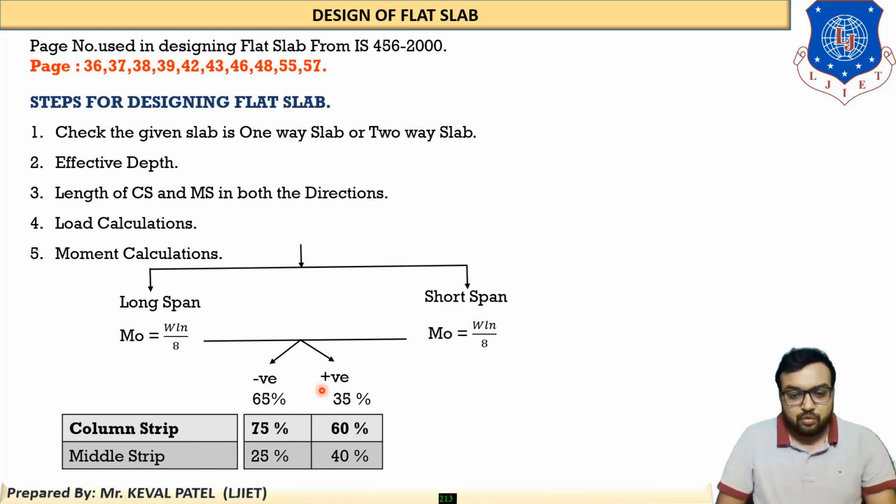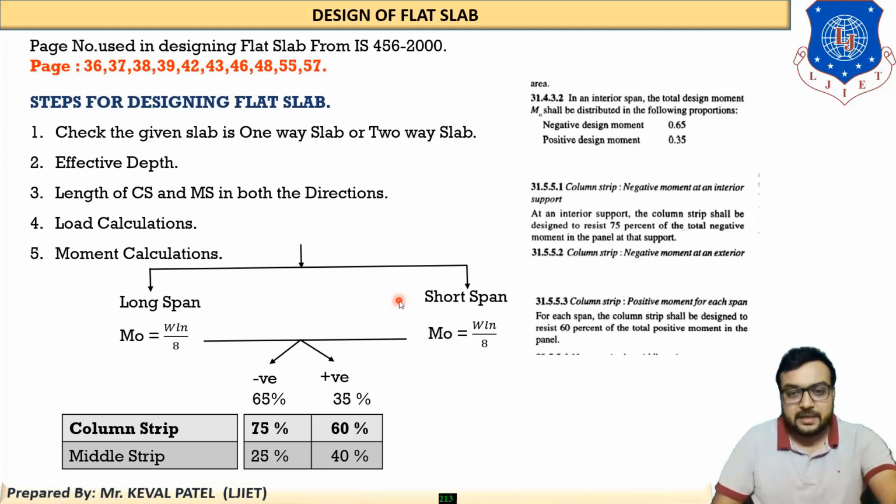Similarly, positive moment of 60 percentage is moved to column strip and the rest 40 percentage is going to middle strip. So students, you can see that this is our IS codal provision in which it is clearly mentioned that in an interior span. So first of all, make sure that in our syllabus the design of flat slab is for interior panel only.